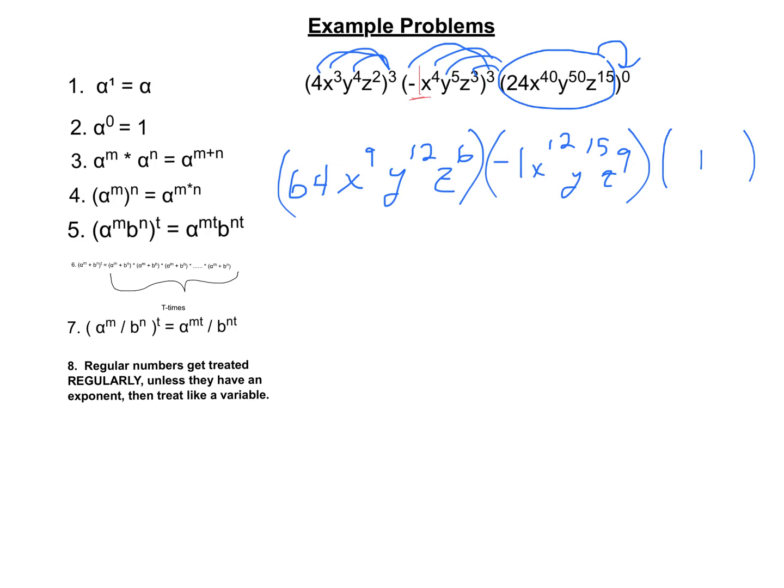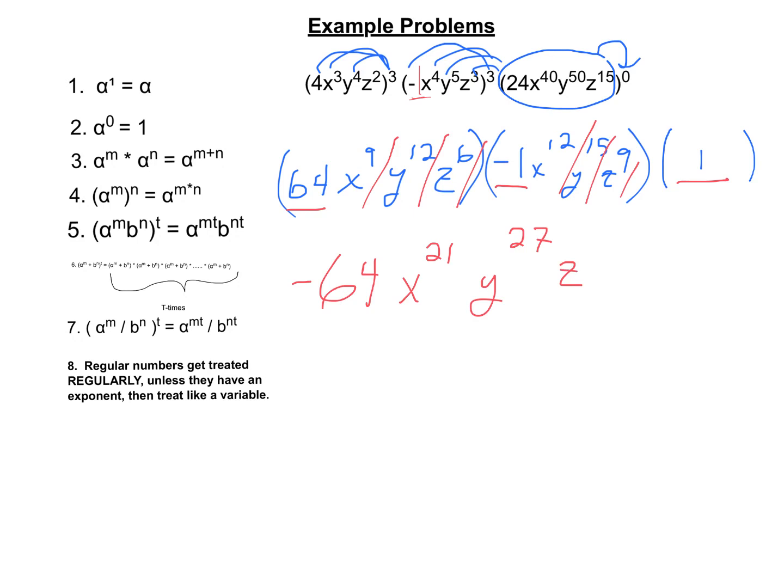Alright, so now that's our next step. Regular numbers put together normally. So 64 times -1 times 1, -64. X to the 9th and x to the 12th, we're adding, so x to the 21st. Y to the 12th, y to the 15th is y to the 27th. Z to the 6th and z to the 9th is z to the 15th. Done.